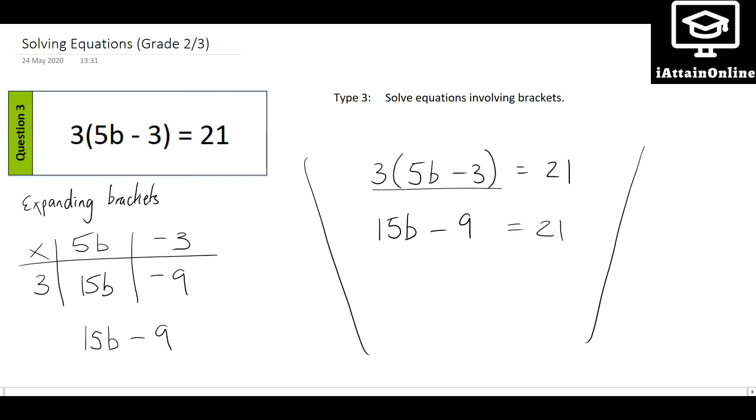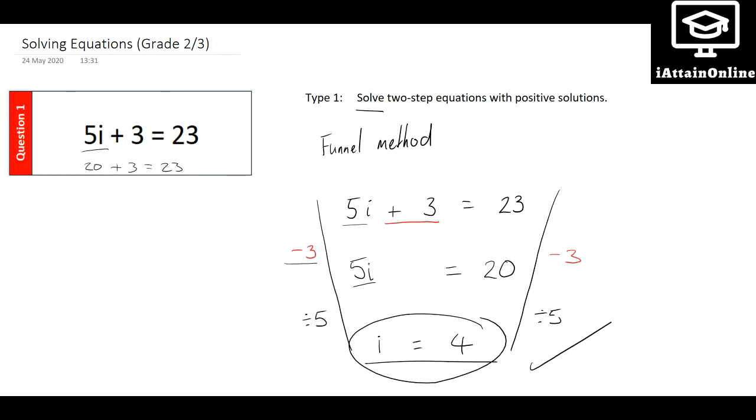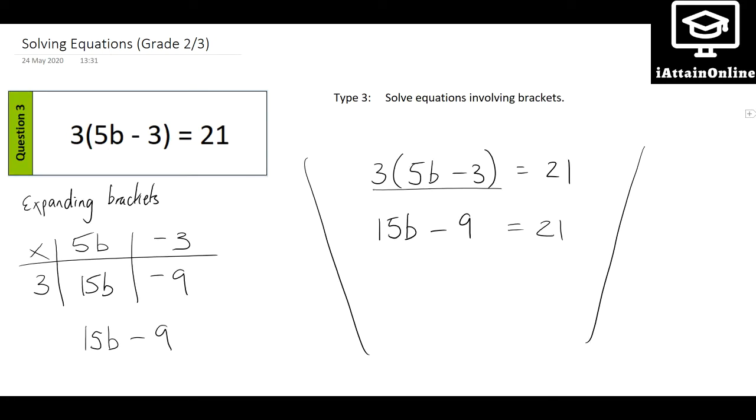As soon as you have done that, you've actually turned this one into a question, just like the example 1 I did. So we are now going to do the inverse operation. The inverse of subtract 9 is to add 9. So I do that to both sides. Again, don't make that really common mistake of adding 9 to the 15b. That remains 15b. And then on the right hand side of the equation, 21 plus 9 gives me 30.